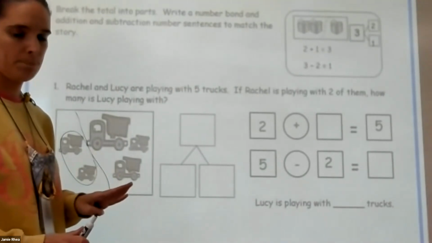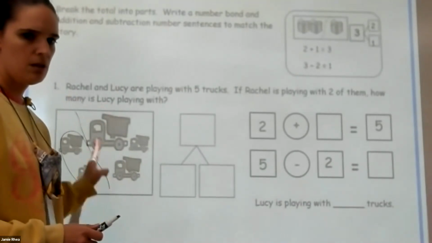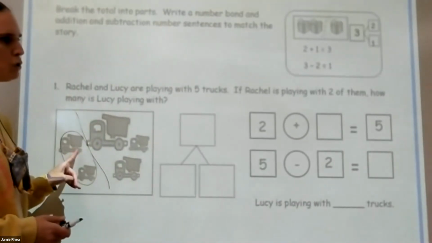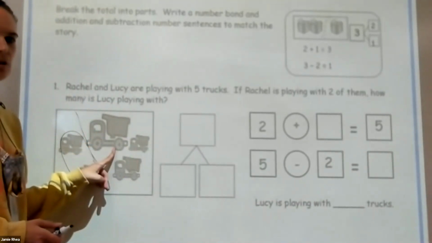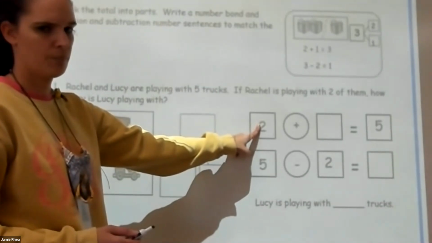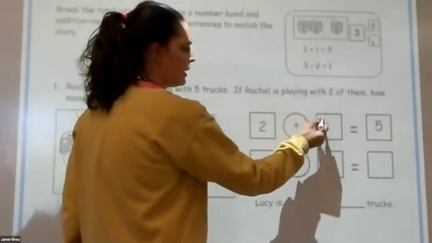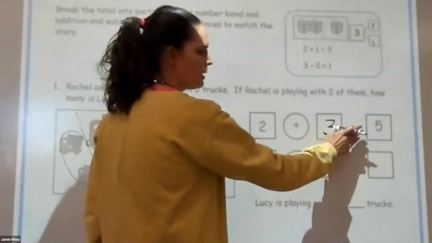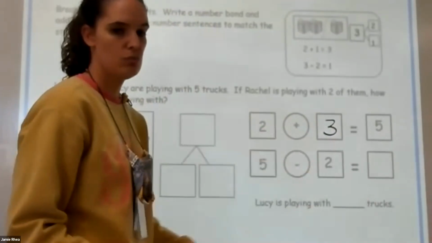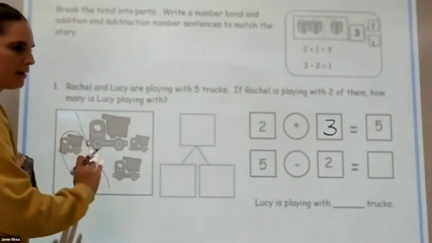Either way is fine with me. If it helps you to circle the number it's talking about, circle it. If you want to just draw that imaginary line, draw that line. I did both on this one. So if Rachel's playing with 2 of them, how many is Lucy playing with? Well, let's fill our number bond in. This already has a 2. So let's see, how many does she have? 1, 2, 3. So I'm going to come over here and put 3. 2 plus 3 equals 5. Now I can fill in my subtraction sentence. 5 minus 2, here's my 5. Let's take those 2 away. I have 1, 2, 3 left.